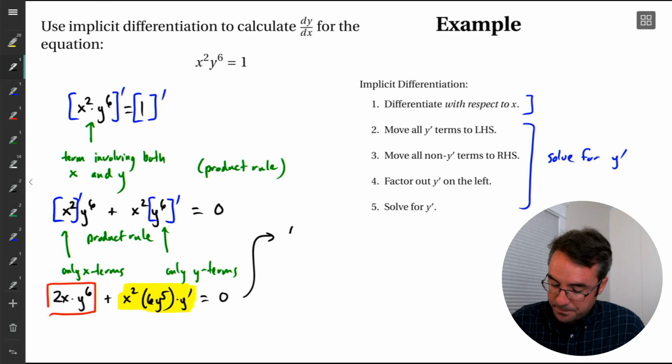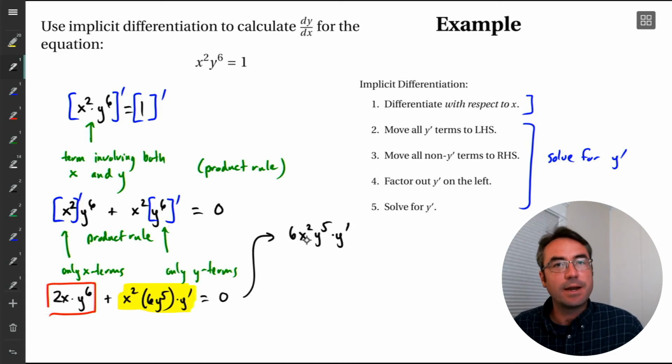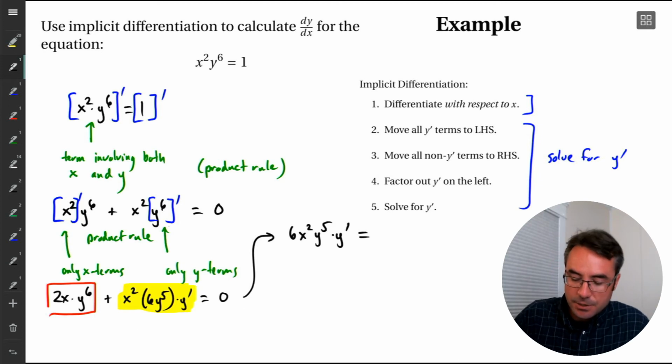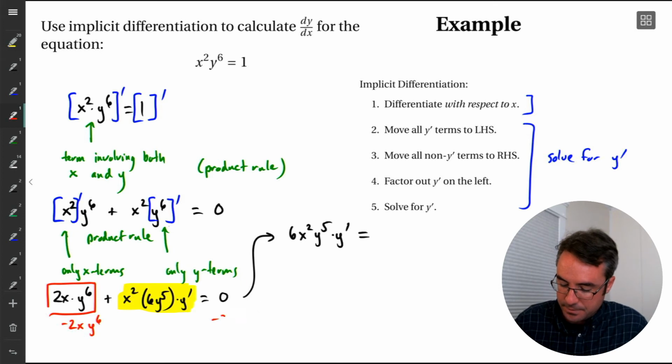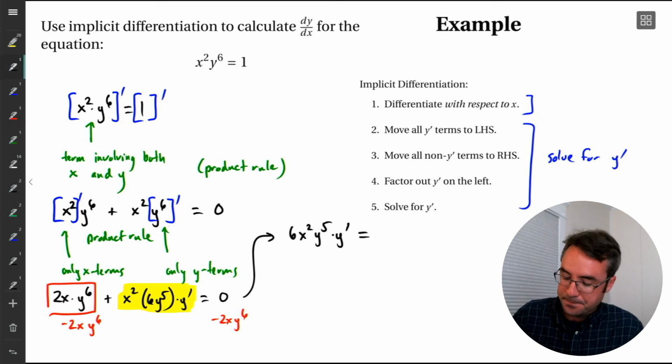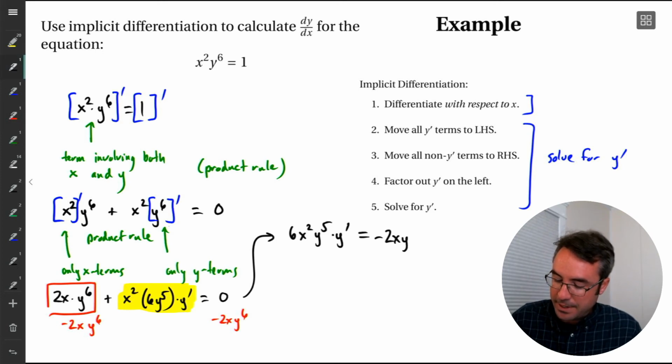So I'm going to have 6x squared y to the power 5 times y prime on the left. And it helps to just reorganize things. So put the constant first, and then probably go in alphabetical order. So x squared y to the power 5, and then put y prime on the very end. And then I've moved this 2x times y to the power 6 over to the other side. So really what I'm doing here is subtracting it from both sides of the equation. So when I move it over to the right side, it actually becomes negative. So I'm going to have a negative 2x y to the power 6.